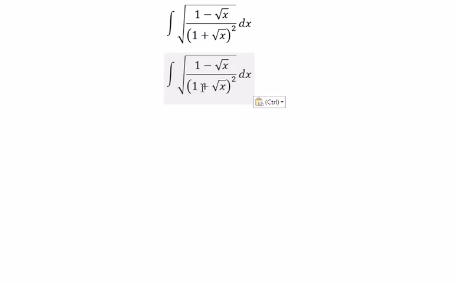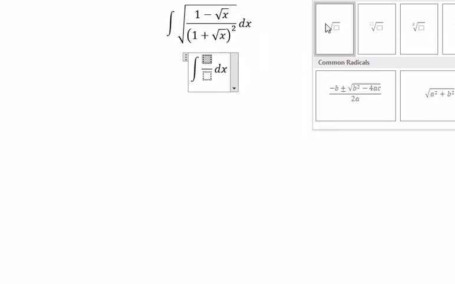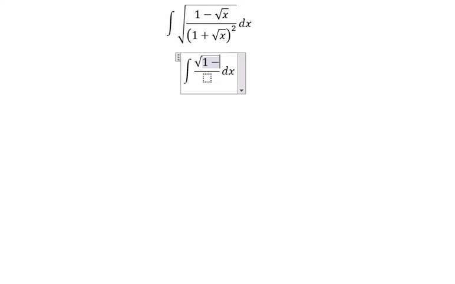We have 1 plus the square root of x to the power of 2. We put outside the square root and you will get a new one. That's about the square root of 1 minus the square root of x, so over 1 plus the square root of x.